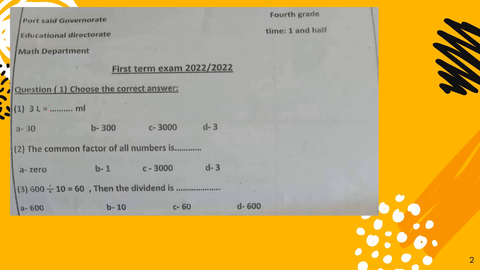So when I want to convert from big to small, multiply. So I will multiply. Multiply by what? By 1,000, because the relation between liter and milliliter, that the liter has 1,000 milliliter. Okay, so 3 times 1,000 equals 3,000.